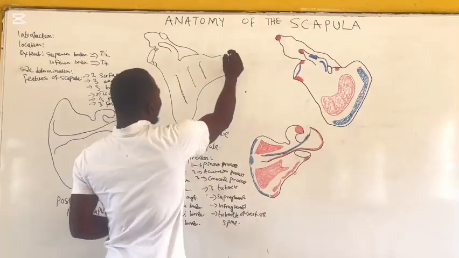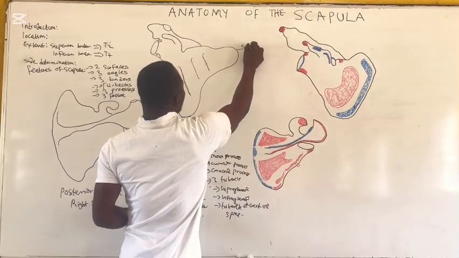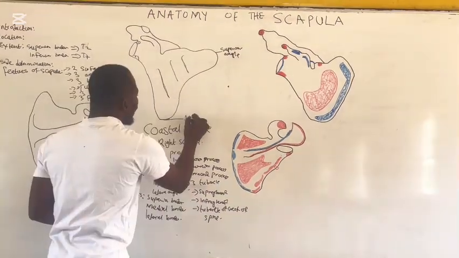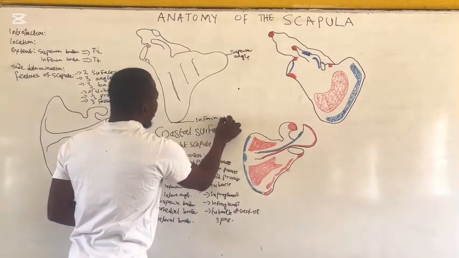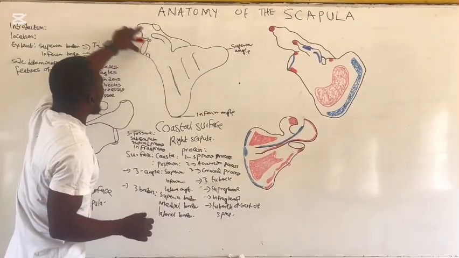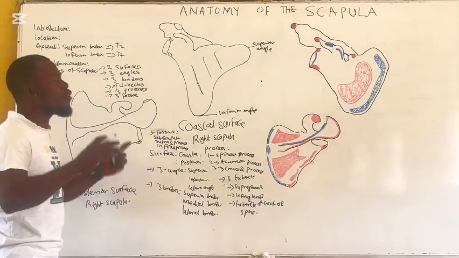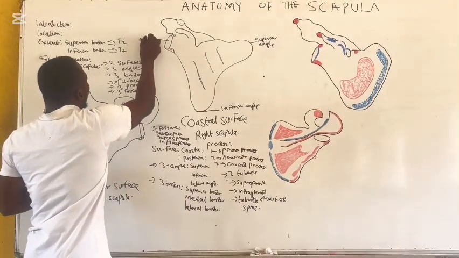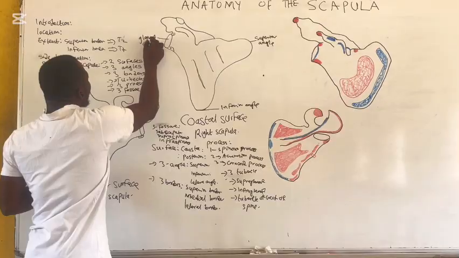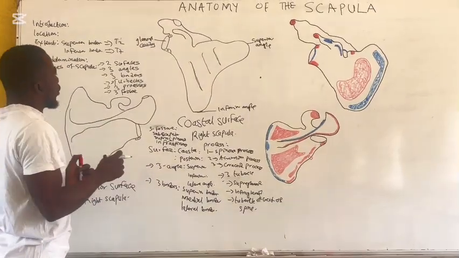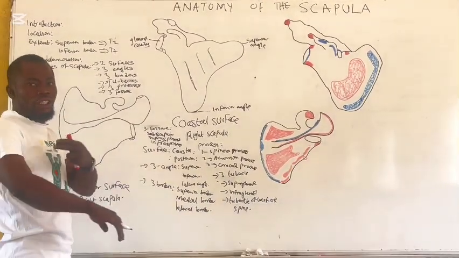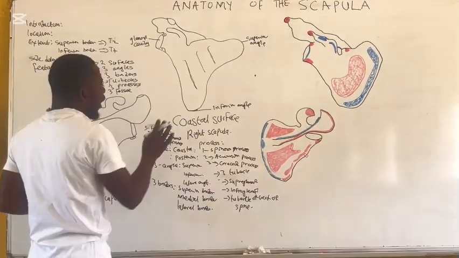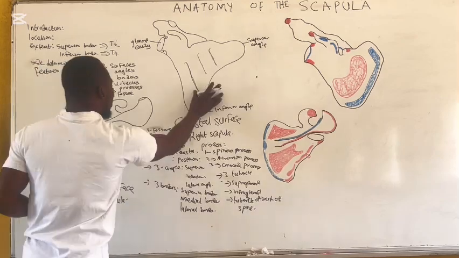So from here, this is our superior angle. Below here is the inferior angle. Then down here our lateral angle is broadened and forms the glenoid cavity. So here this is our glenoid cavity. This glenoid cavity is the cavity that houses the head of the humerus to form the glenohumeral joint or the shoulder joint. Now that is the angles of the scapula located at the costal surface.